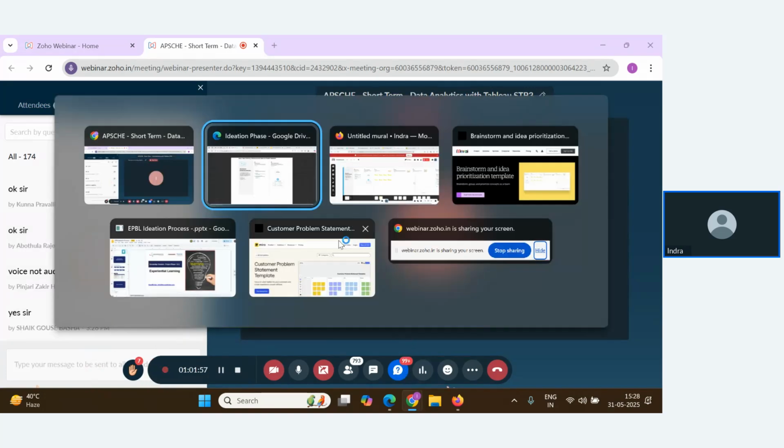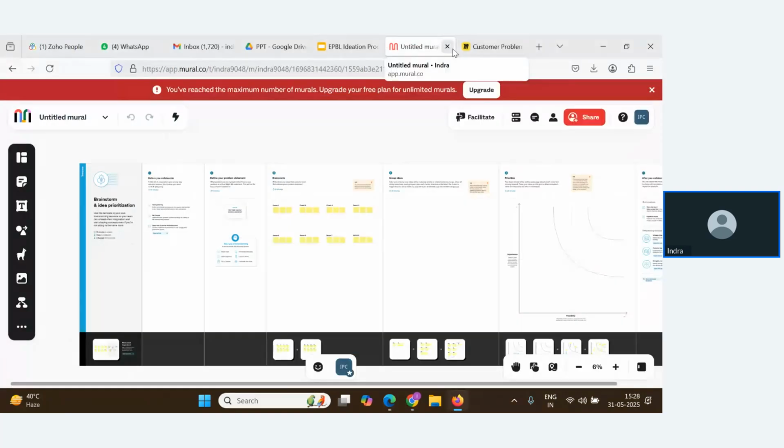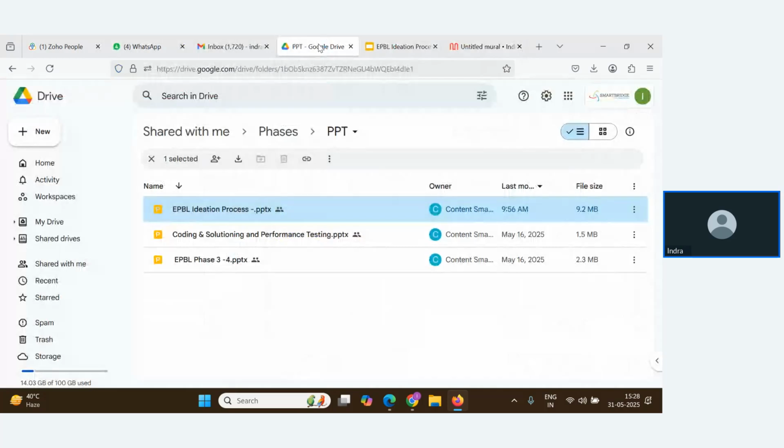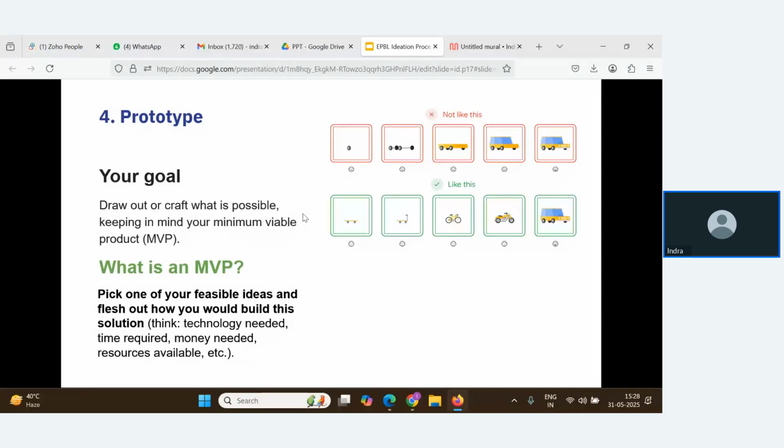Let's move ahead to the next slide. This is a prototype. Next, basically, this is not for you, just for your understanding.